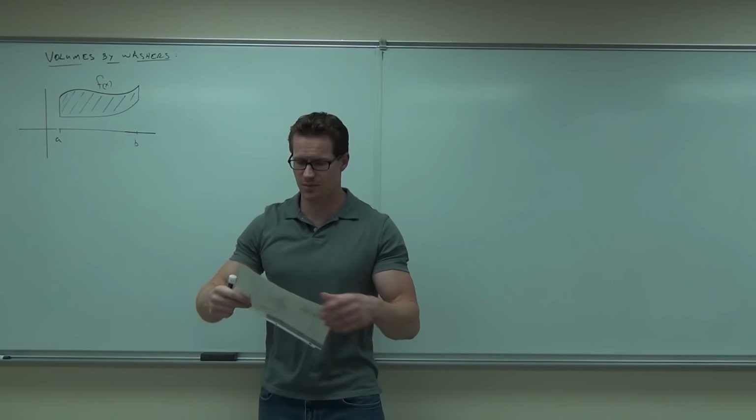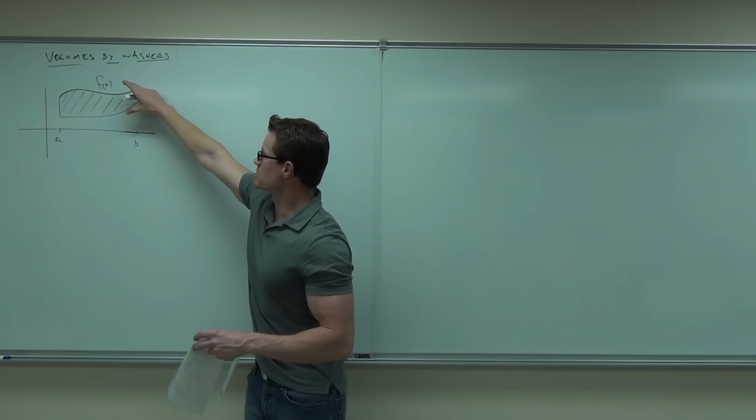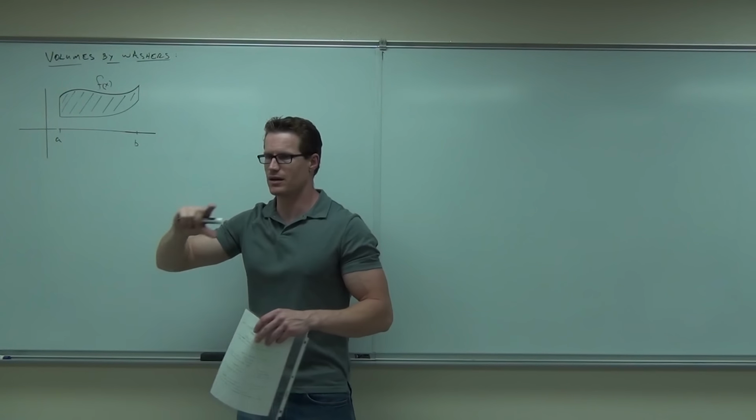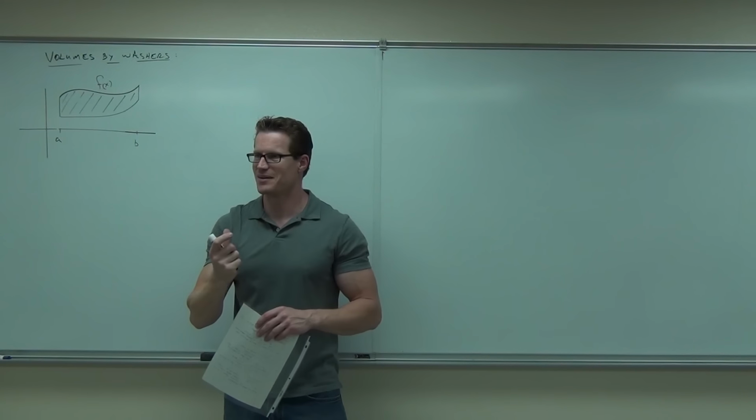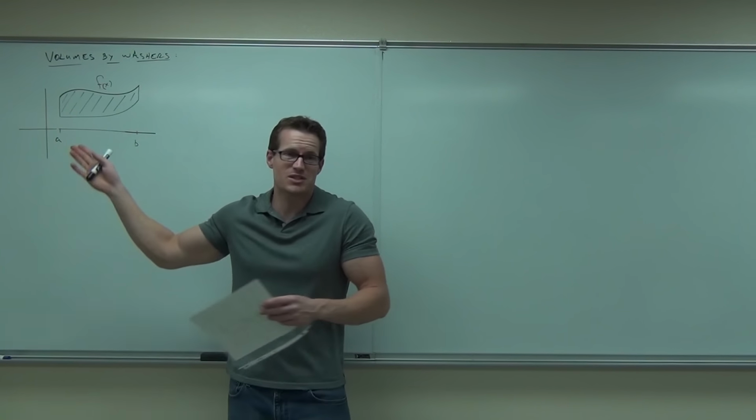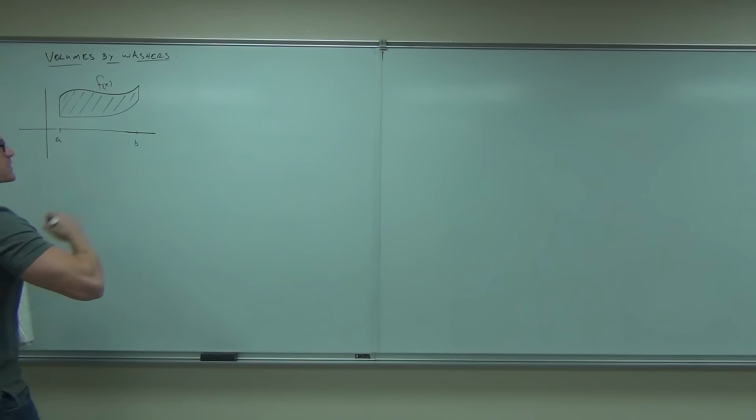If I sweep this around, it's going to be like taking this piece and rotating it out. There's going to be a hole in the middle, kind of like a toilet paper roll, but it's going to be a fancy shaped toilet paper roll. That'd be kind of cool, but that's what it would be like. Let's see if I can draw it for you so you get a three-dimensional picture.